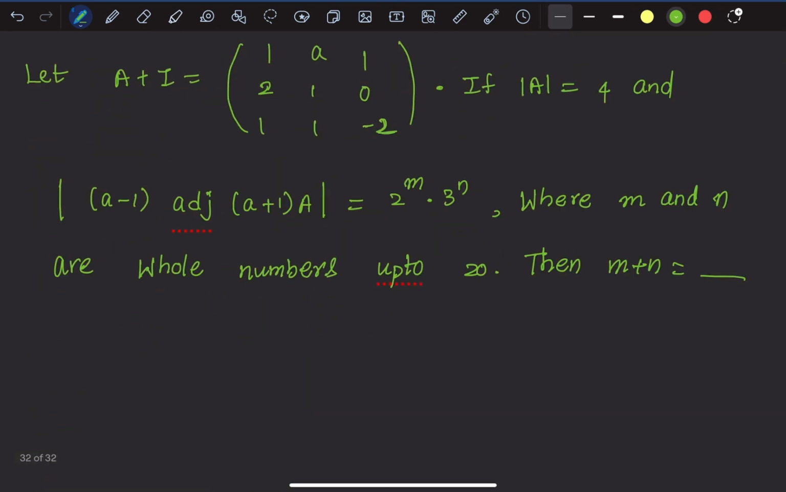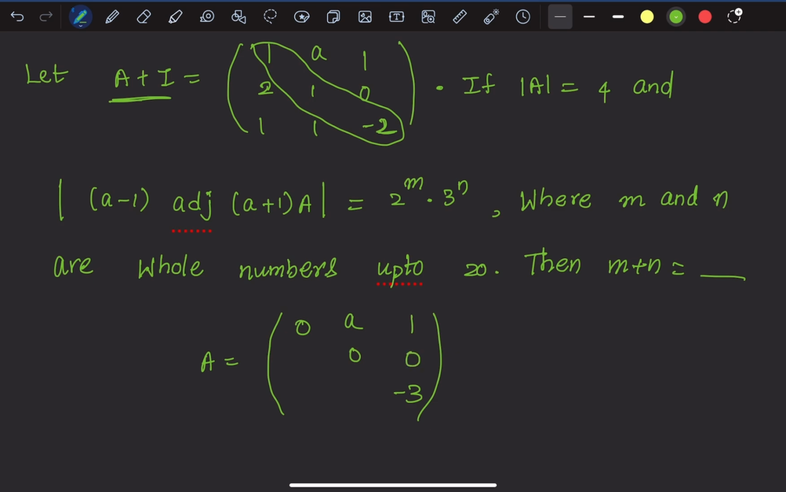Alright, let us go ahead and solve this. A plus I is given, so we can find out A. We just have to subtract 1 from the diagonal elements. Alright. So this will be 0, this will be 0, this will be minus 3, this will be a, 1, 0, 2, 1, 1. Alright.